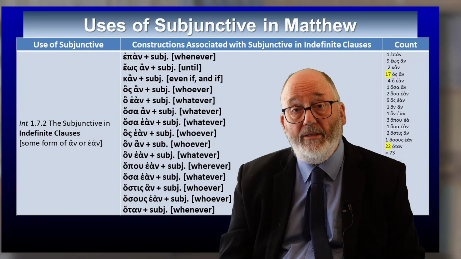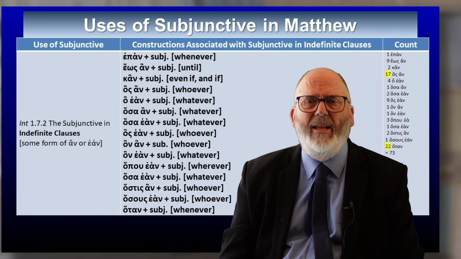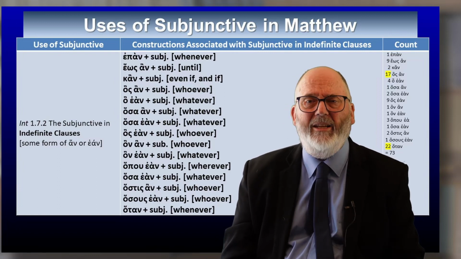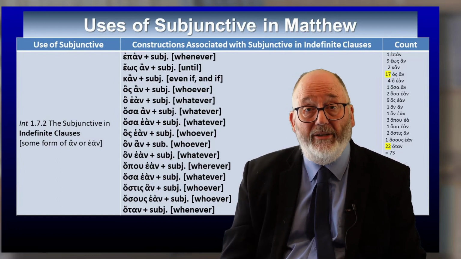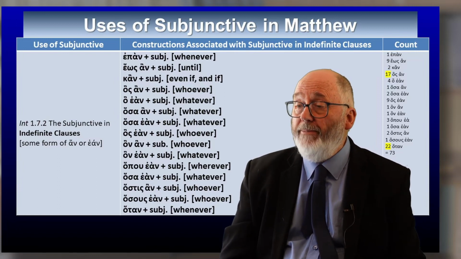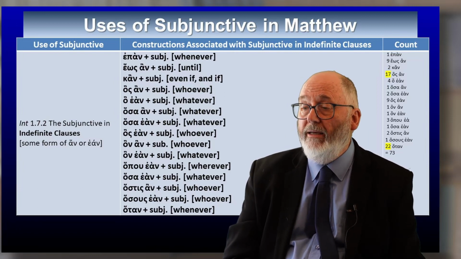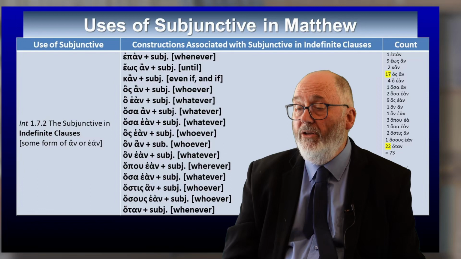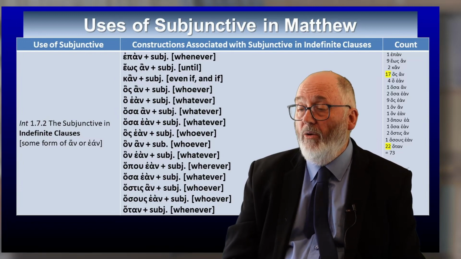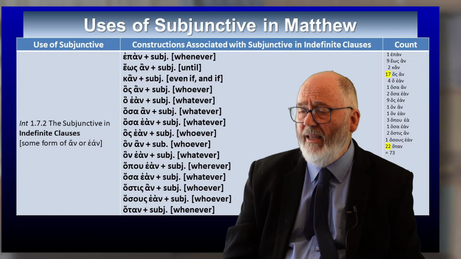The signal consistently means one thing, and the subjunctive follows. So these are very straightforward to translate, and more importantly, very straightforward to understand. So we have epan, whenever; heos an, until; ean, even if; hos an, whoever; hoean, whatever. Well, these are all kind of variations on the one thing, aren't they?